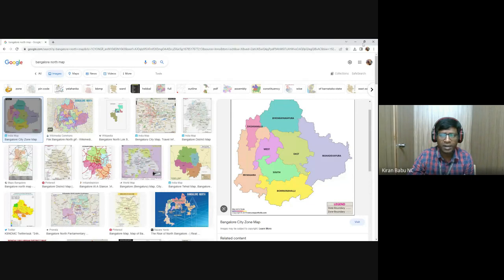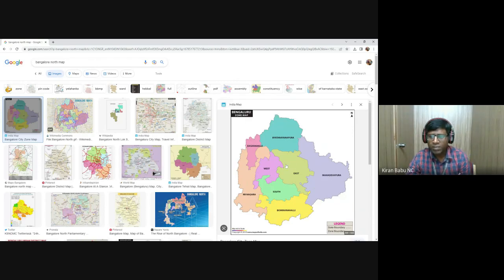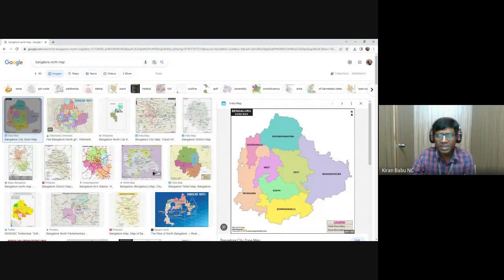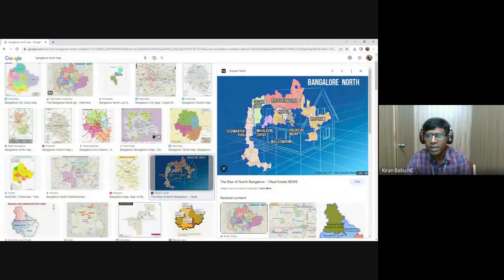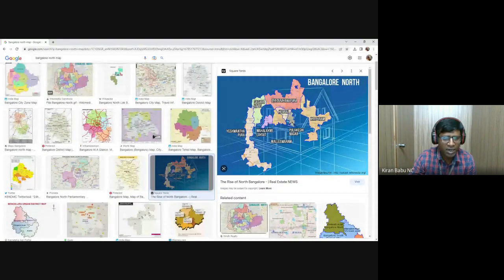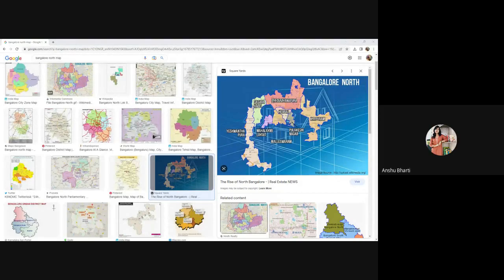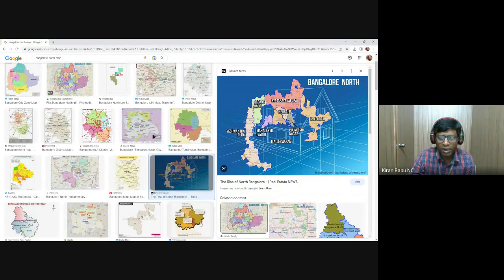So now what is happening here in the screen? This is a Bangalore map which I've taken. Let me take Bangalore North. I got the right map now. Are you able to see the screen now? Yes, sir. Okay, good. So now you can see here the regions in Bangalore North, starting with Yeshwantpur: 1, 2, 3, 4, 5, 6, 7, 8. So now these are the main eight.